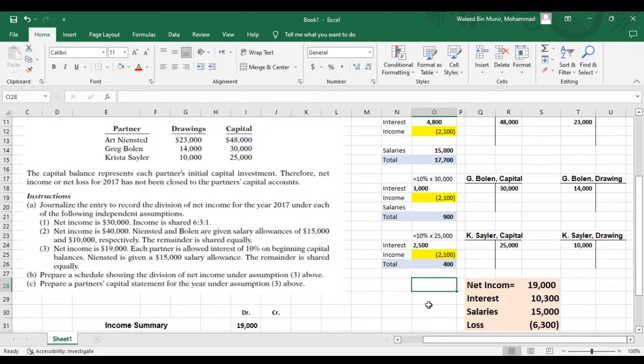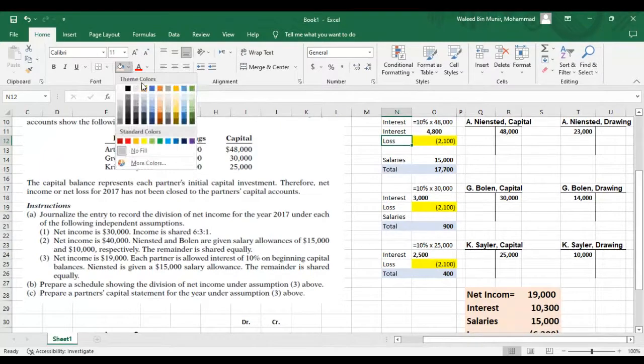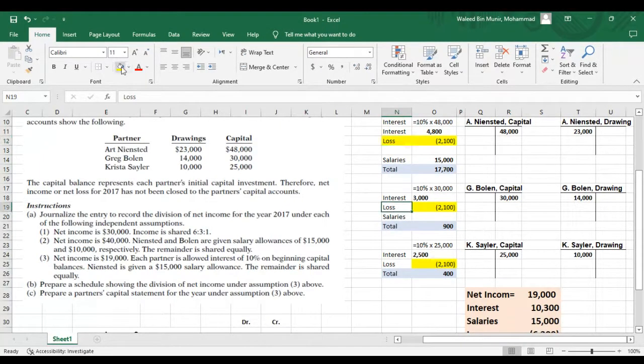Clear? Now we divide the 6,300 by 3 to see the loss. We don't have income, so basically we have a loss. Everyone will take a loss of 2,100. Is it clear? Clear, doctor. Because it's not income, it's loss. Yes, we have a loss.